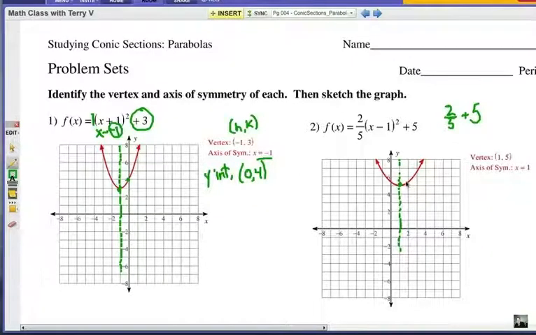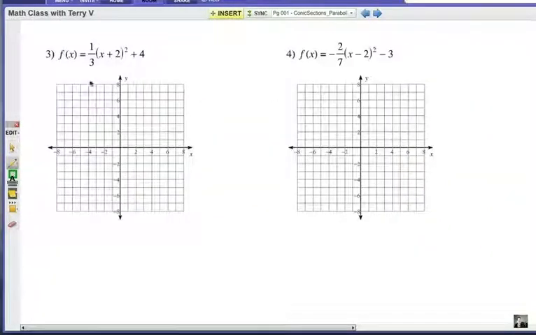Let's try 2 more. All right, number 3, we have 1/3 times the quantity x plus 2 squared plus 4. Locate the vertex, line of symmetry, and the y-intercept. Sketch the graph. And number 4, when you're ready, go ahead.